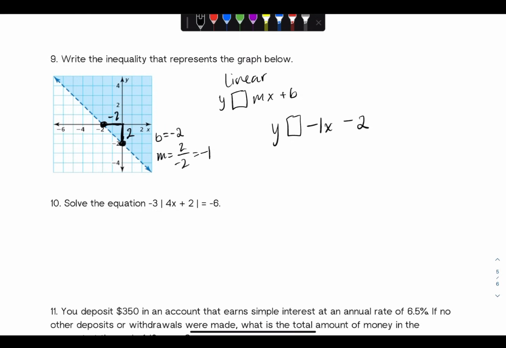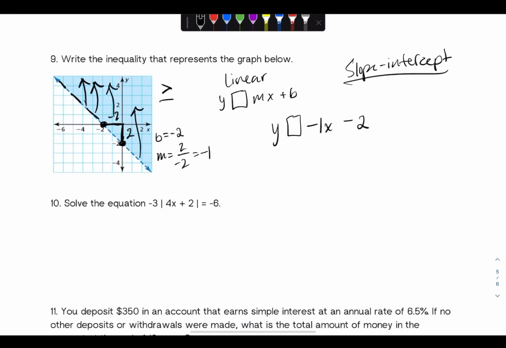So let's think about this here. Because we're in slope-intercept form, the direction of the shading is going to basically tell you your inequality sign. So since we're shading above the line, everything that's shaded is above, that's going to be greater than, and it's a dashed line, it's not solid, and so we're not going to have the equal bar because that would be a solid line, so this is going to be greater than. So our inequality is going to be y is greater than negative x minus 2.